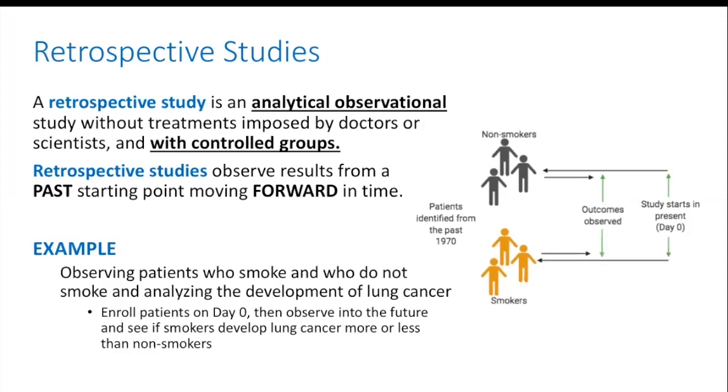Retrospective studies are similar, except they start at a point in the past and look forward in time. For example, observing patients who smoke and who do not smoke in order to analyze their development of lung cancer. But this time, researchers choose patients who were brought into the clinic in the past and follow them into the future to see if smokers develop cancer more or less frequently than non-smokers.